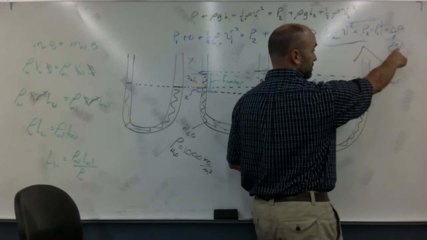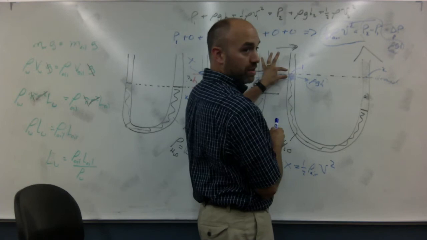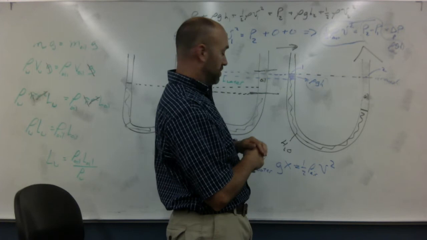That's this. Density times gravity times height. So the pressure here pushed down, which picked the water up that high. And that height is X, which is density times gravity times the height, which is a value of X.